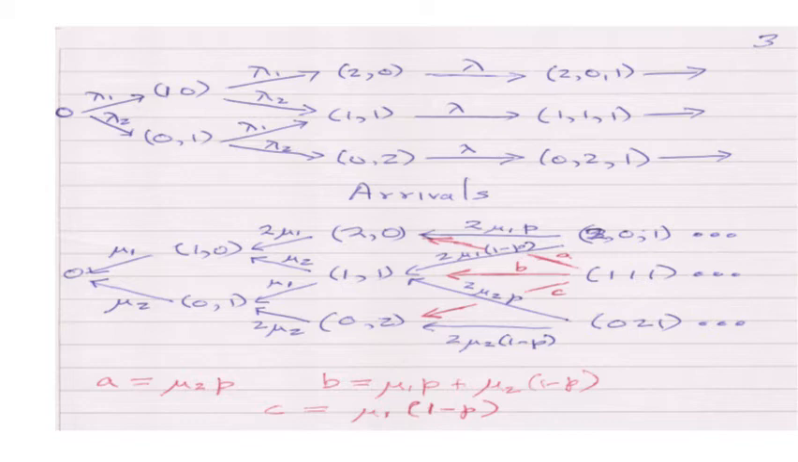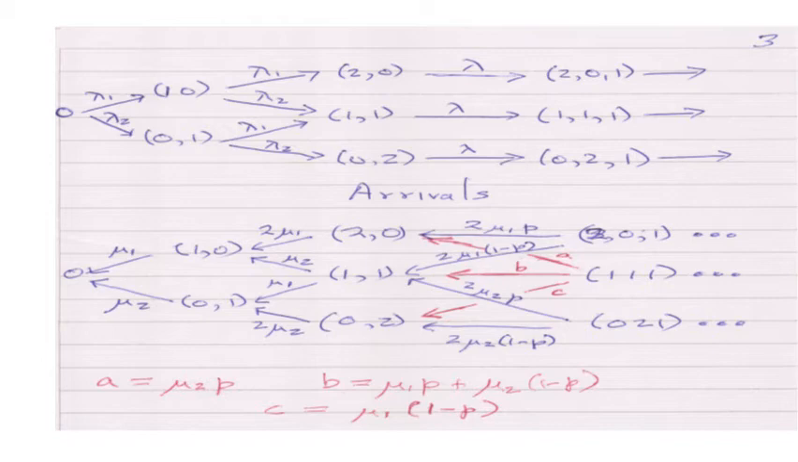Service completion. Let's look at this second diagram. From 1-0, a service completion at rate mu1 will bring us down to 0. From 0-1, a service completion at rate mu2 will bring us down to 0. 2-0 can go to 1-0, double the rate because we have 2 short customers being served. 1-1 could either go to 1-0 or 0-1, and it depends on whether the long customer is served or the short customer is served.